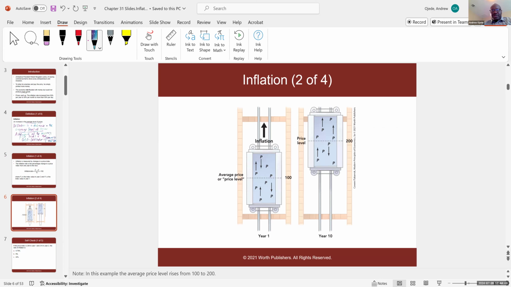So you can see when we have different prices of goods and services in year one, we get the average of those prices to get some kind of average price level in the economy. Okay. And if this year one is what we're going to be calling the base year, this could be year two, where the average price has doubled from 100 to 200. Okay.